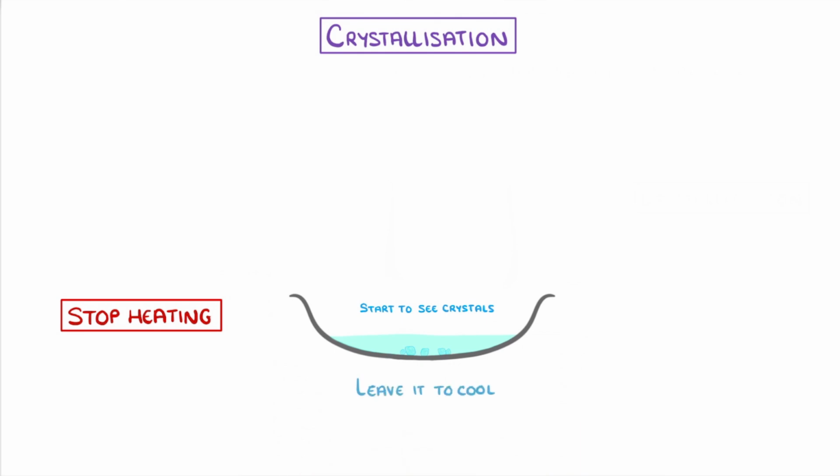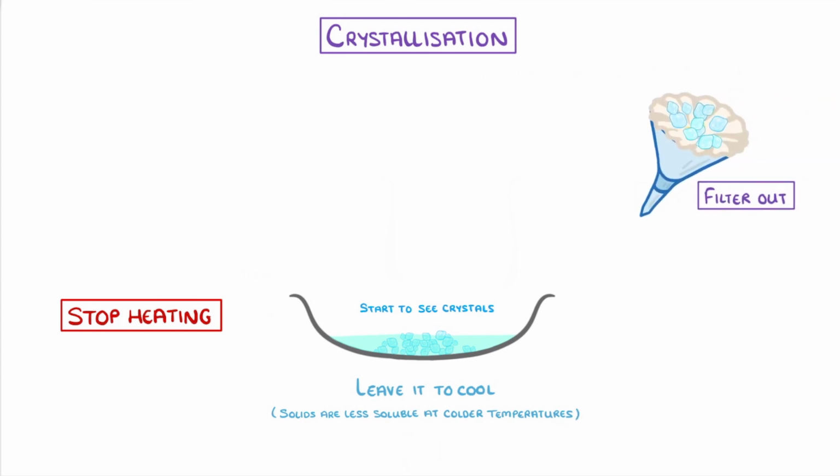As the solution cools, more crystals will start to form, because solids are less soluble at colder temperatures. Next, we'd have to filter out these crystals from the remaining solution, using filter paper and funnel. And then the last step would be to dry our crystals, by either leaving them somewhere warm or warming them up in an oven.